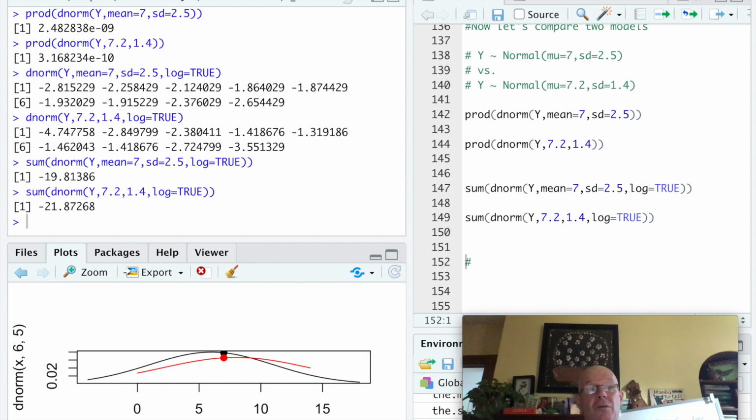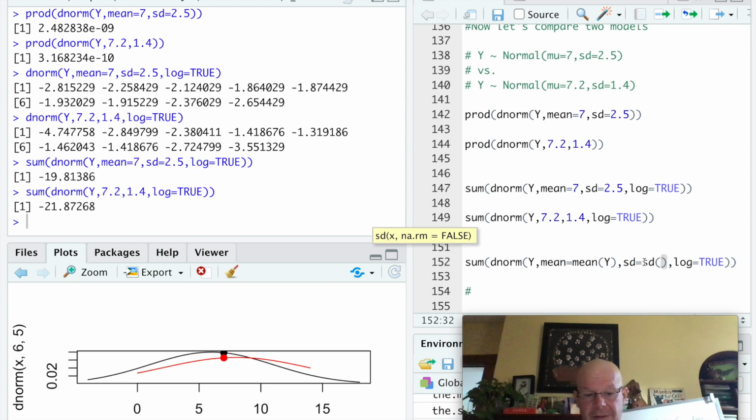Now, of course, we know that the best answer must be the one based upon our maximum likelihood estimates of the parameter, or of the data. And so now let's do it where instead of saying the mean equals 7, let's actually take the mean of y. We know that that is the maximum likelihood estimate. We know that because we already talked about that. Likewise, standard deviation, let's take the maximum likelihood estimate.